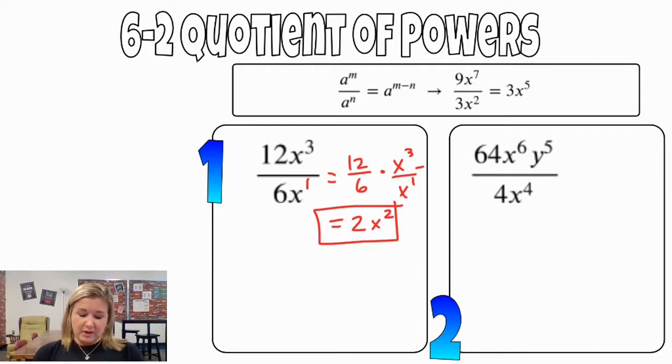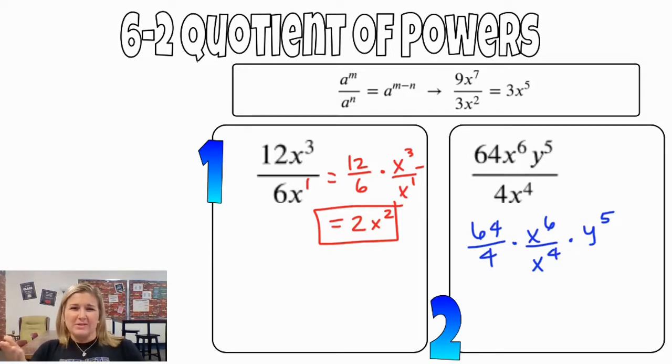Let's look at this example here. So we have 64x to the 6th y to the 5th divided by 4x to the 4th. So we're going to go ahead and divide 64 divided by 4, times x to the 6th divided by x to the 4th, and then times y to the 5th, and then there's nothing down there. There's no y to get together with it, so it just stays up there at the top. So there's not going to be any subtracting there.